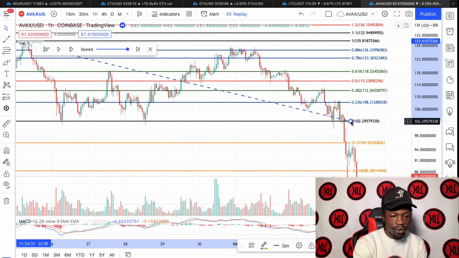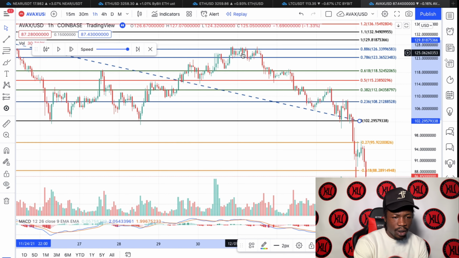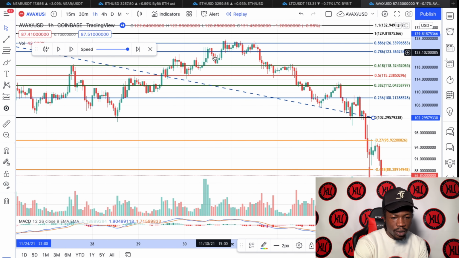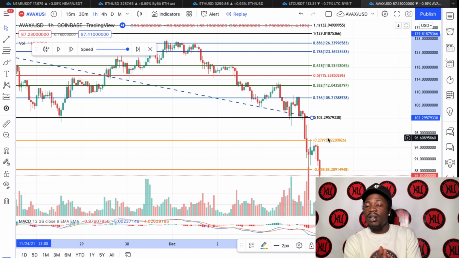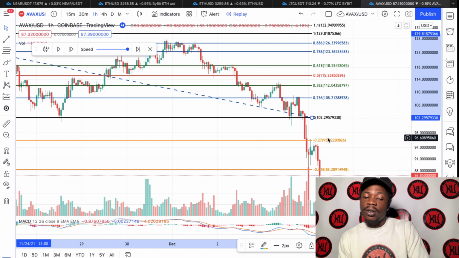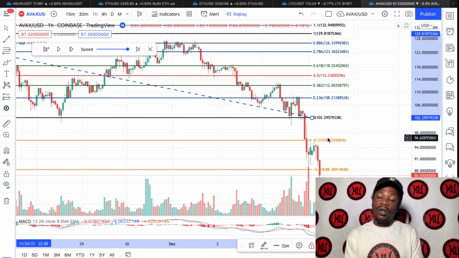So that's two entries. One right here on the bearish engulfing one, and then another one right here at the 38.2, and price hit your take profit. So that's about it for drawing your Fibonacci retracement tool on a downtrend.